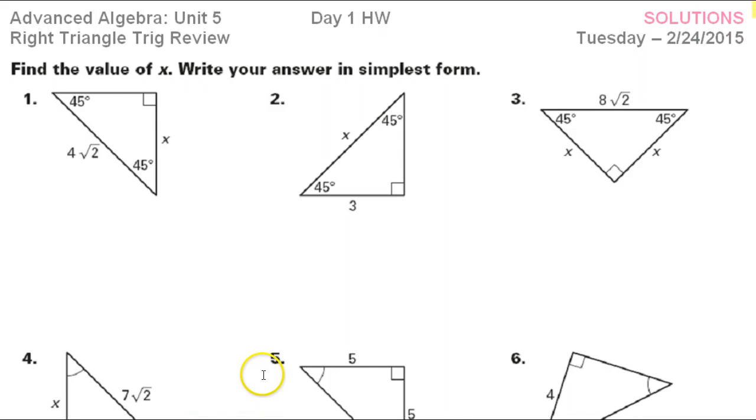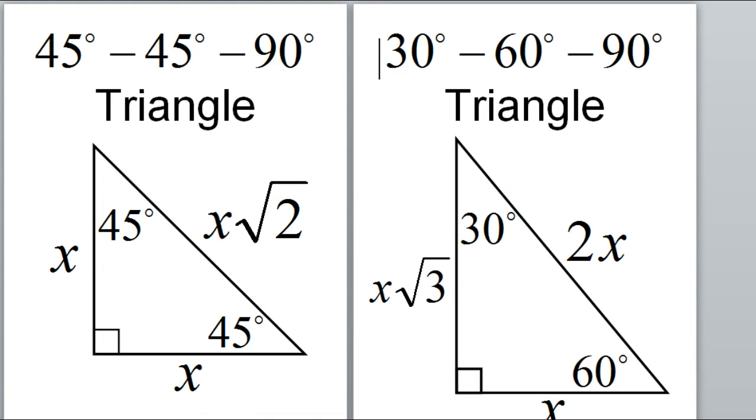This lesson is a review of special right triangles. When we talk about special right triangles, we are talking about your 45, 45, 90 triangle and your 30, 60, 90 triangle. Basically, in a nutshell, these are the special relationships that we are going to be remembering. In a 45, 45, 90 triangle, it's always going to be an isosceles triangle.